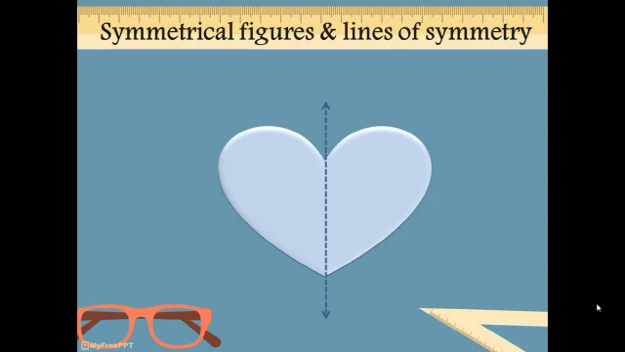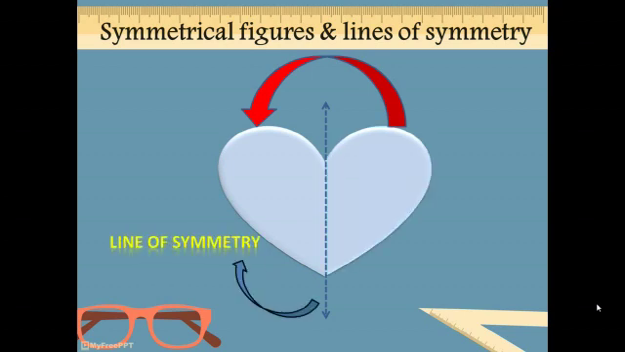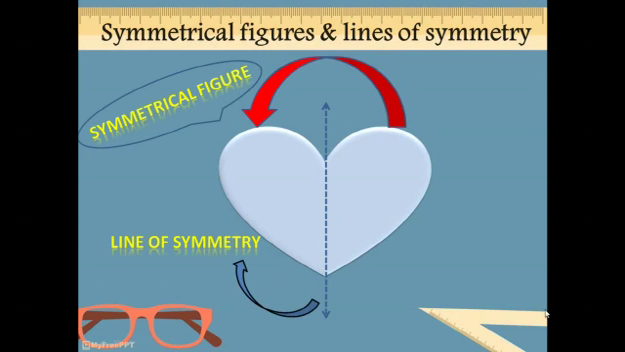Also imagine that we fold this heart along this line. Then we will find that the two parts would exactly match and lie exactly above each other. This line is called the line of symmetry, and the figure is called a symmetrical figure. And we say that the two parts are congruent. Congruent means that corresponding sides are equal in length and corresponding angles are equal in measure.